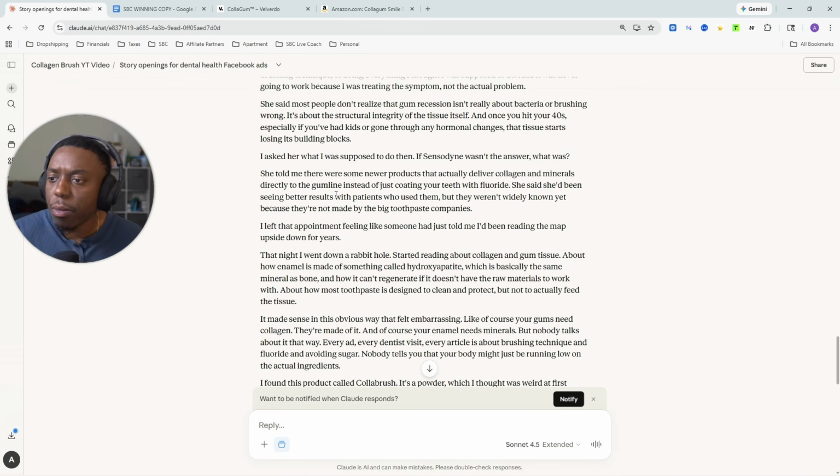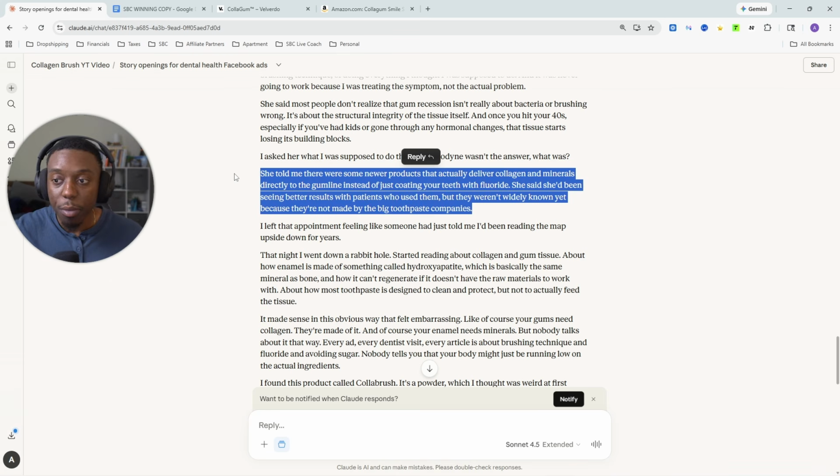So she told me there were some new products that actually deliver collagen and minerals directly to the gum line instead of just coating your teeth with fluoride. She said she's been seeing better results with patients who use them, but they weren't widely known yet because they're not made by the big toothpaste companies. So there's a couple things that just happened in this sentence here. One, we introduced the product, which is good, or started to introduce the product. We then also acknowledge something that's important, right? They're not made by the bigger toothpaste companies. Depending on who you are and the product that you're testing, this will be more or less important.